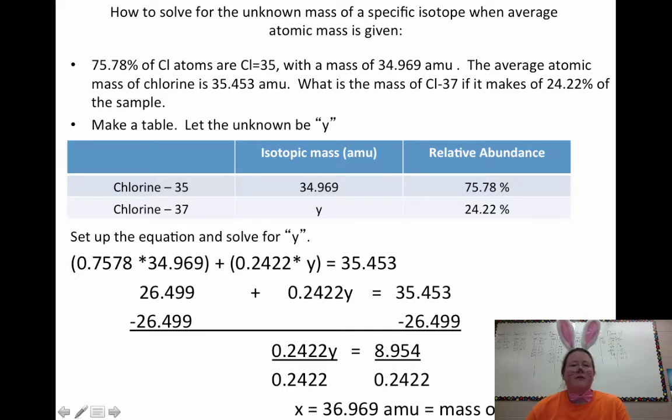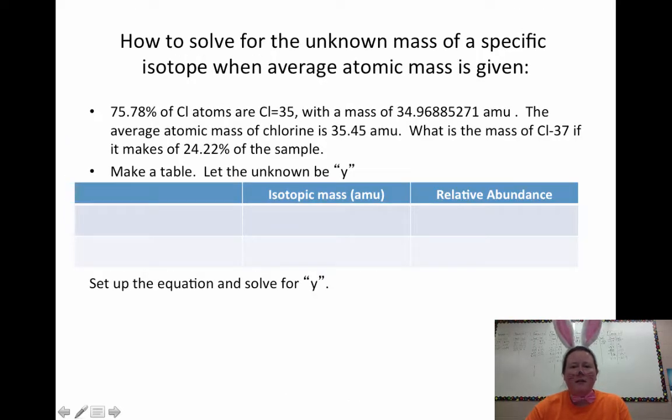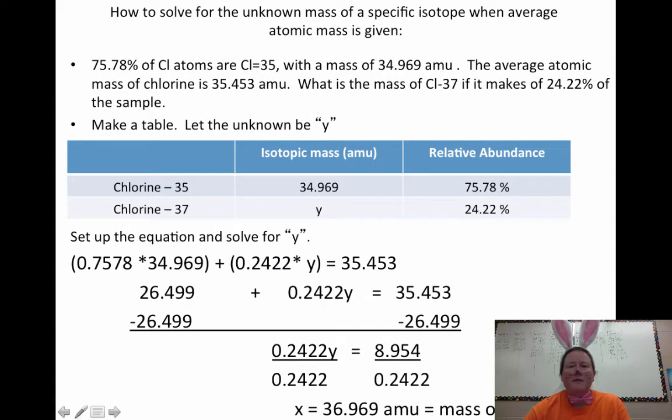And I just realized when I was writing on the previous slide, it says 35.45, but on this slide, it says 35.453. So I just caught a little bit of an error there. It's too late to fix. But what we end up finding is that y, not x. There's another mistake. I'm just rolling in the mistakes today. Y equals 36.969 atomic mass units. So that is what the mass of a chlorine 37 would be.